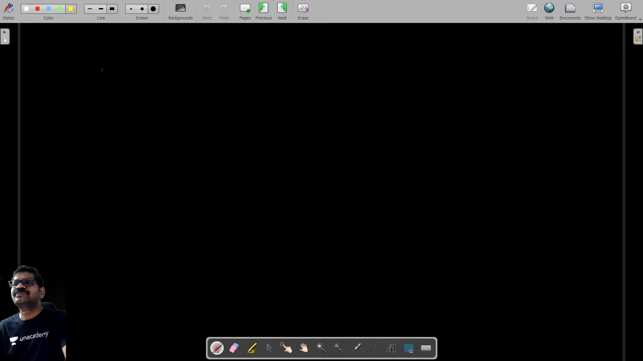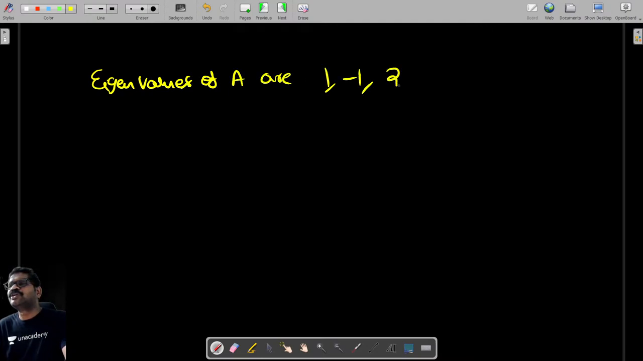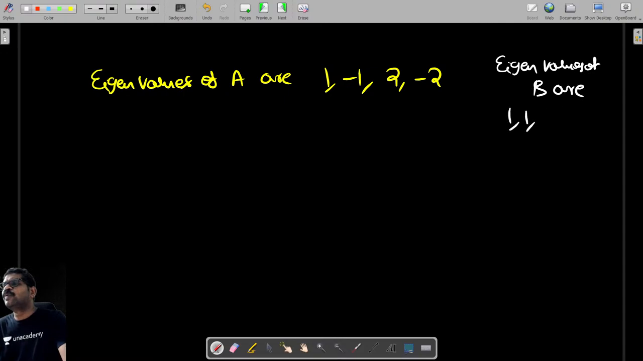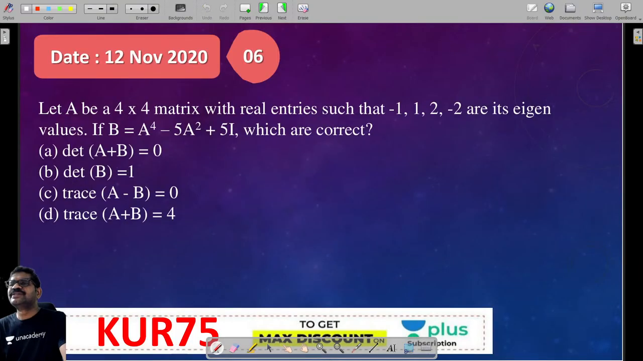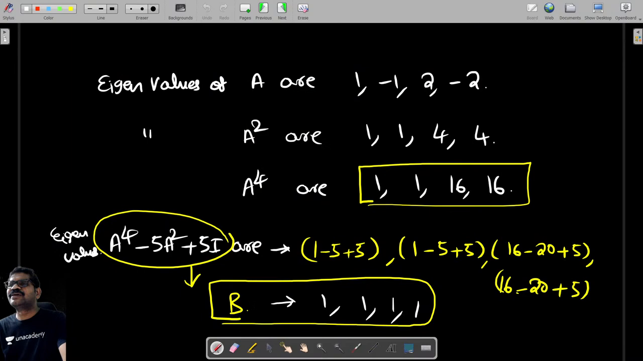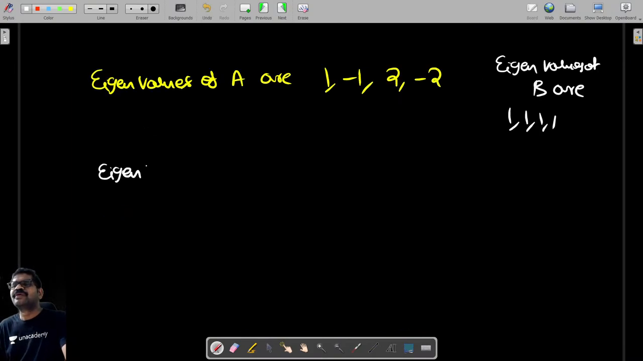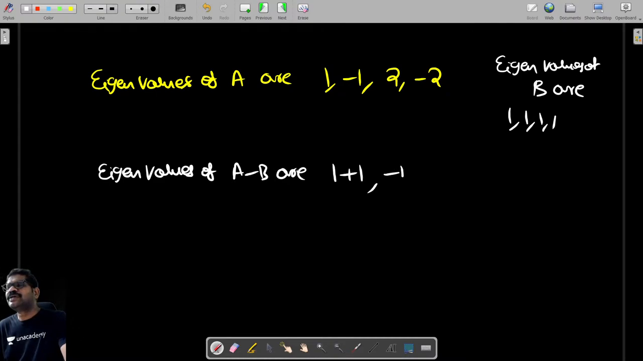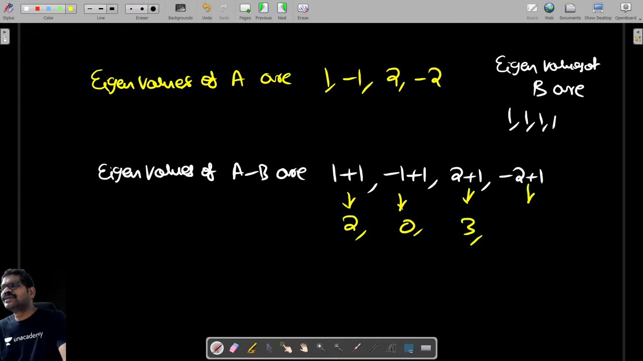Now, continuation. Eigenvalues of A are 1, minus 1, 2, minus 2. Eigenvalues of B are 1, 1, 1, 1. Now, we have to find out A plus B, A minus B, then determinant of B, trace of A plus B. So, A minus B, A plus B. Therefore, eigenvalues of A plus B are 1 plus 1, minus 1 plus 1, 2 plus 1, minus 2 plus 1. Now, 2, 0, 3, minus 1.